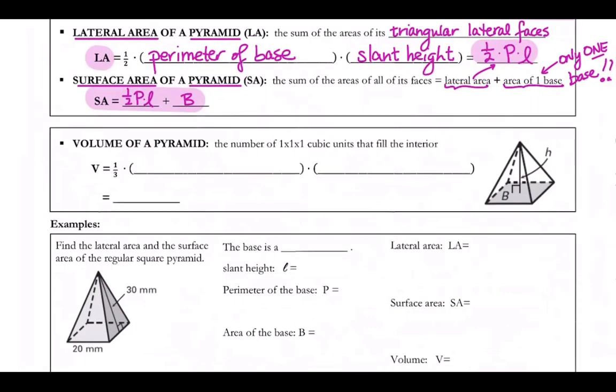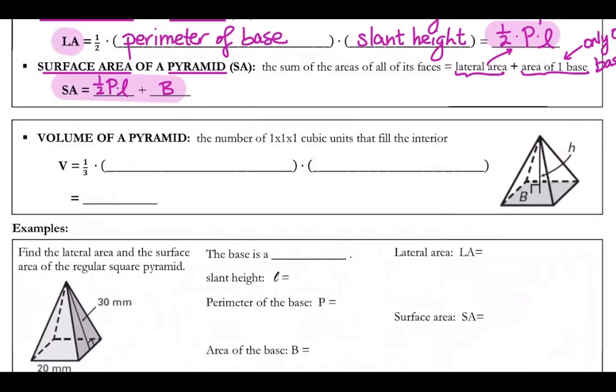Okay, for volume. The volume of a pyramid is the number of 1 by 1 by 1 cubic units that fill the interior of the shape, just like always. And the volume of a pyramid is 1/3 the volume of a prism with the same base area and same height.